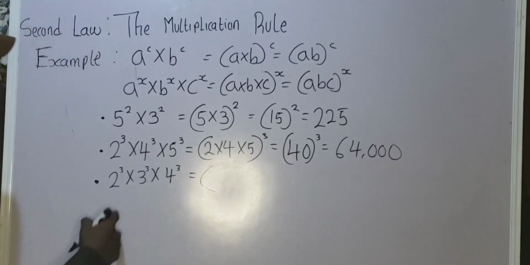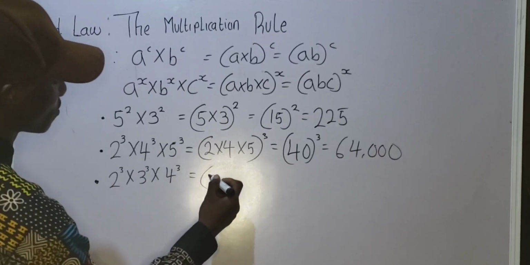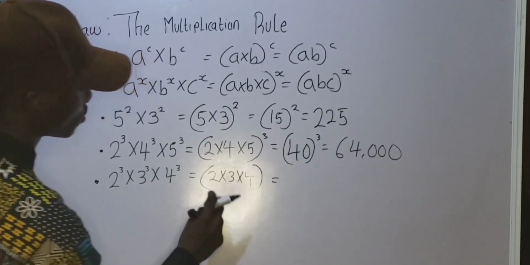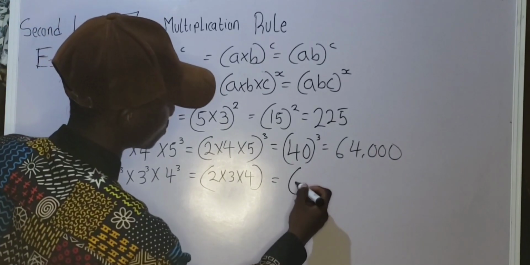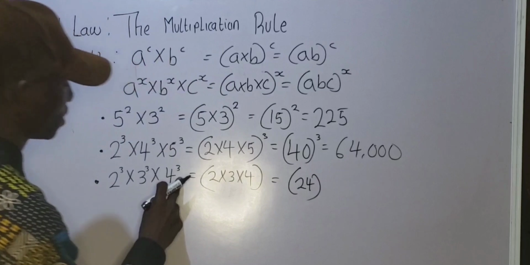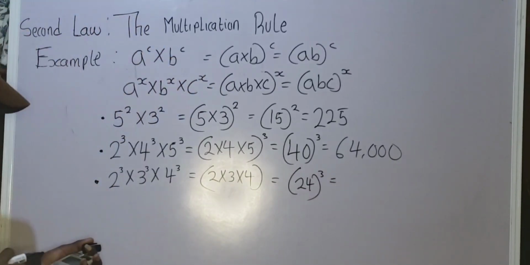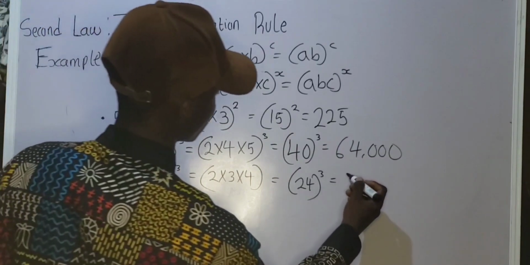So for this, we are still going to use the same approach. We are going to take the product of the base. Are you getting it? So I'm going to have 2 multiplied by 3 multiplied by 4. 2 multiplied by 3, that is 6. 6 multiplied by 4, that is 24. So for this, we are going to have 24 raised to the power of a single power, that is raised to the power of 3. 24 raised to the power of 3 will give us 13,824.